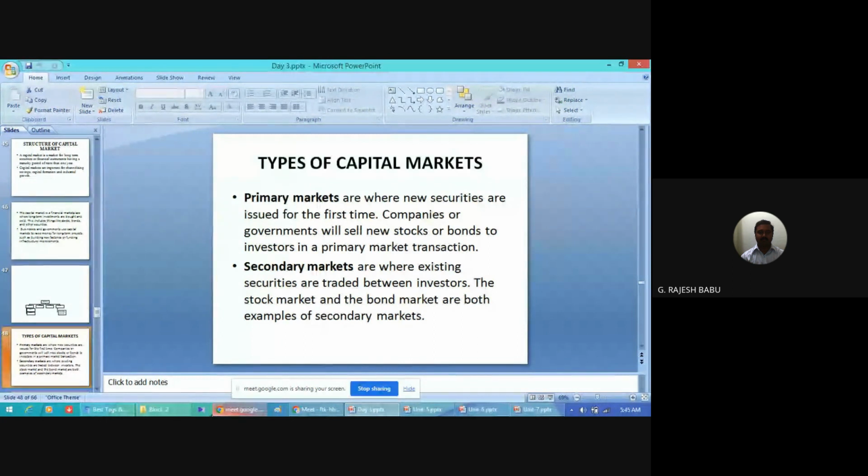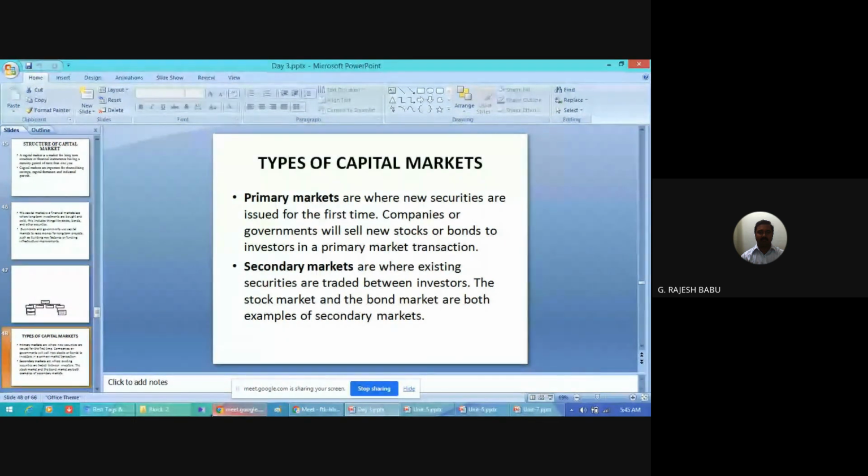The secondary market can be either an auction market or over the counter. In the auction market, trading of securities is done through a stock exchange. In over the counter, trading is conducted without using the platform of stock exchanges. It does not have any physical location, and trading is done electronically.